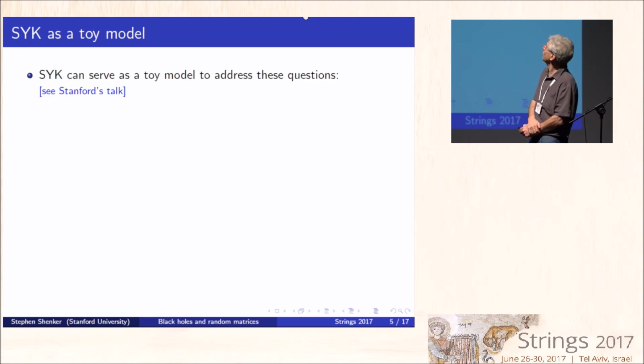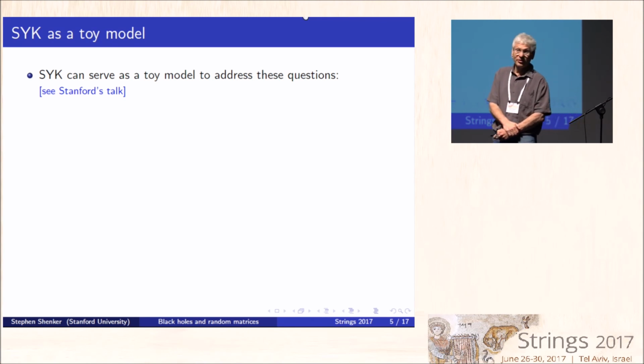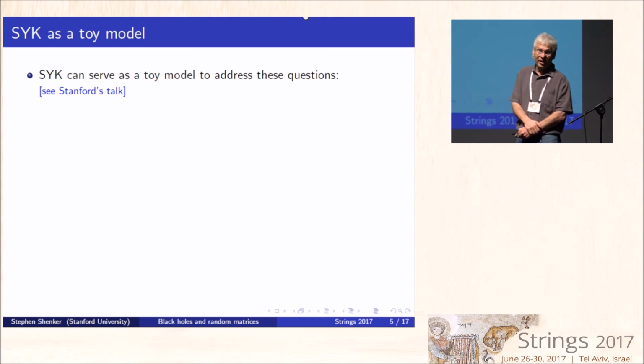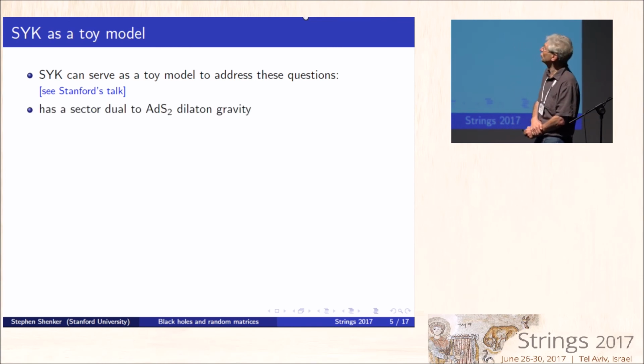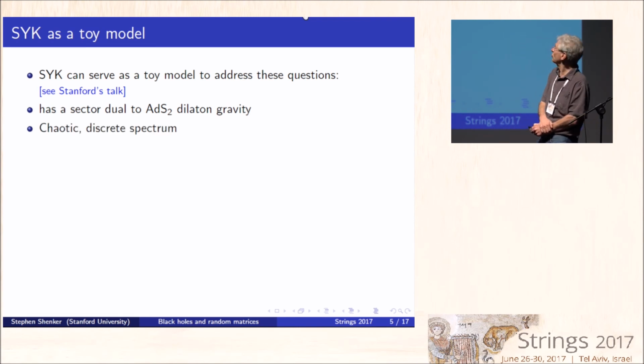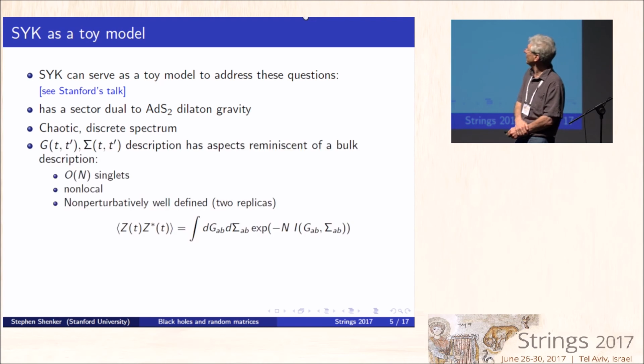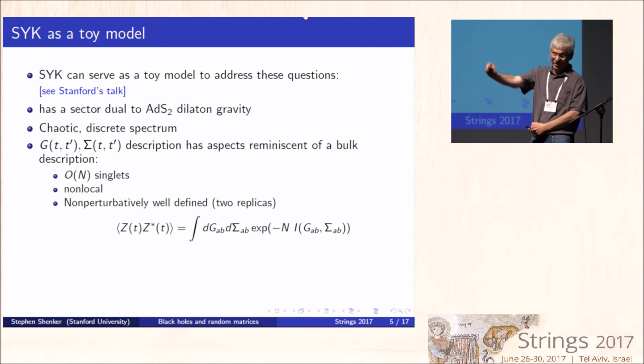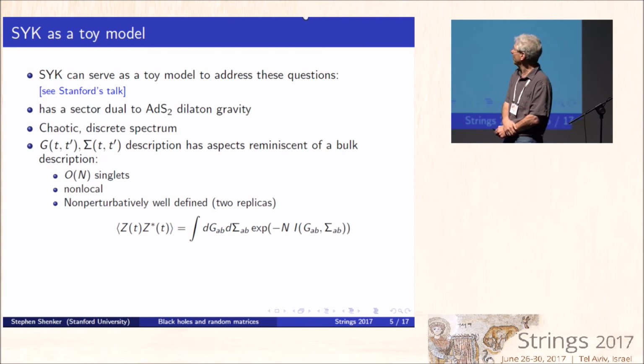Well, SYK can serve as a toy model to address these questions. Douglas's talk gives a lot of the background for this, but I'll just review a couple of the salient points. SYK has a sector dual to AdS2 dilaton gravity. It's chaotic and has a discrete spectrum at finite N. And especially, it has this nice description in terms of G and sigma. These are really a collective field kind of description, but they have some aspects that are reminiscent of a bulk description. These are O(N) singlet fields. They're non-local, which you might need to project into the bulk.